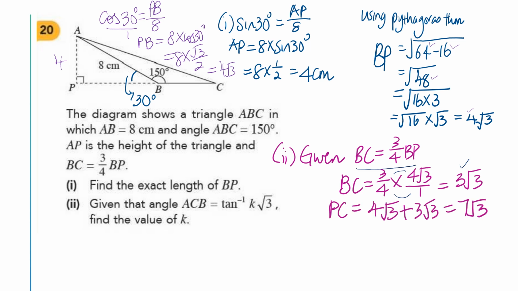Right, and of course PC equals... oh my god, all the P and the B in my mind. Can't they just use some other letter? Okay, never mind. So PC is basically PB plus BC. PB plus BC gives you PC. So PB is 4 square root 3, and then BC is 3 square root 3. So PC is just 7 square root 3.